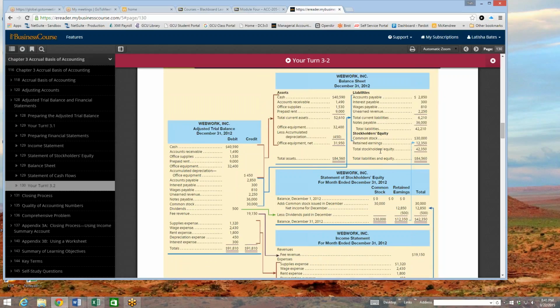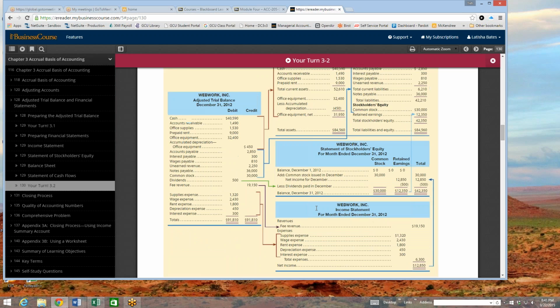Again, it shows you all of the calculations, how things flow to each other, what is taken out of what. Okay, so it allows you to see this all in one place. So this page 130 is an excellent reference that I would keep marked for your midterm.